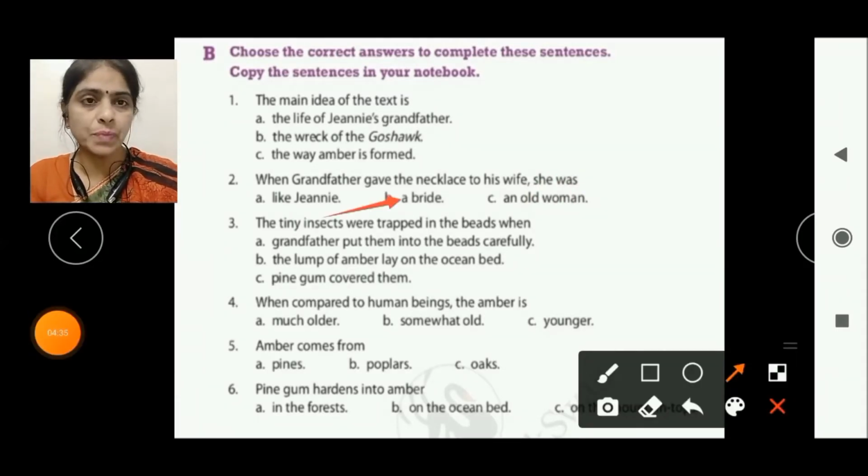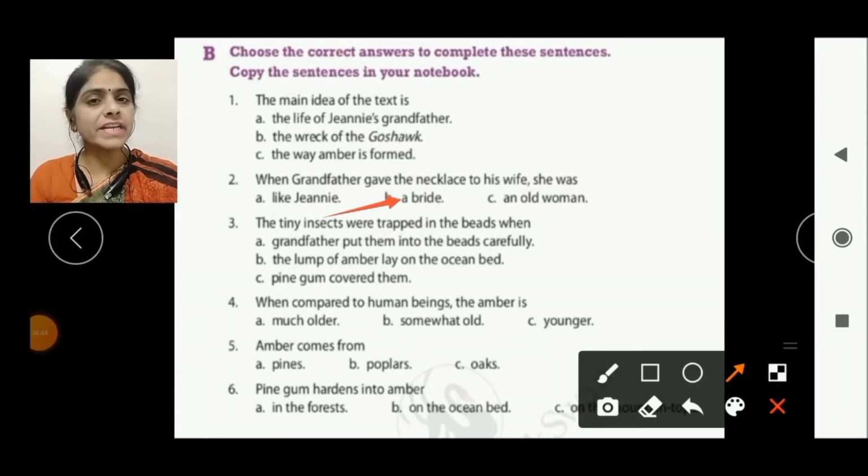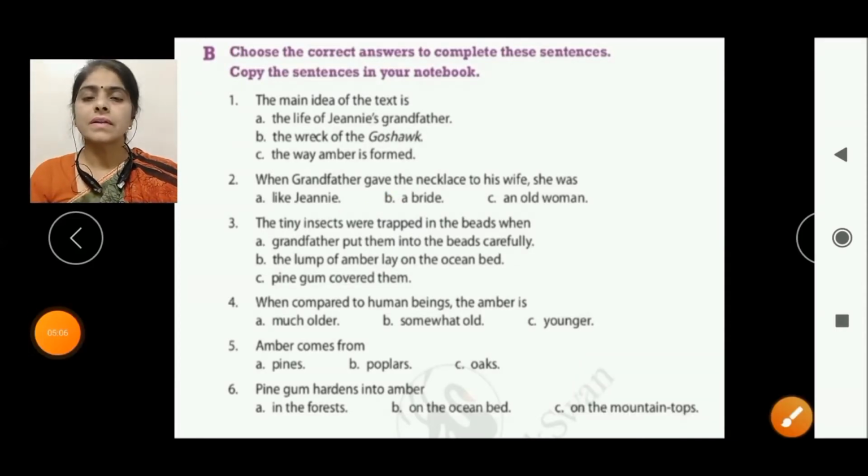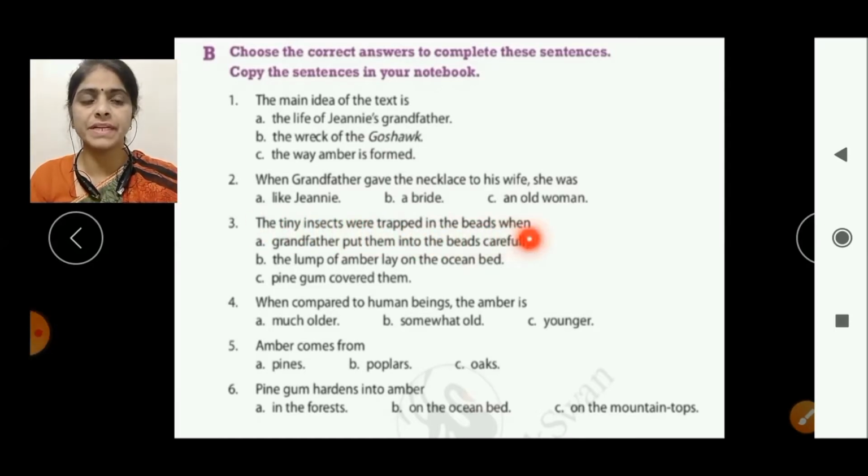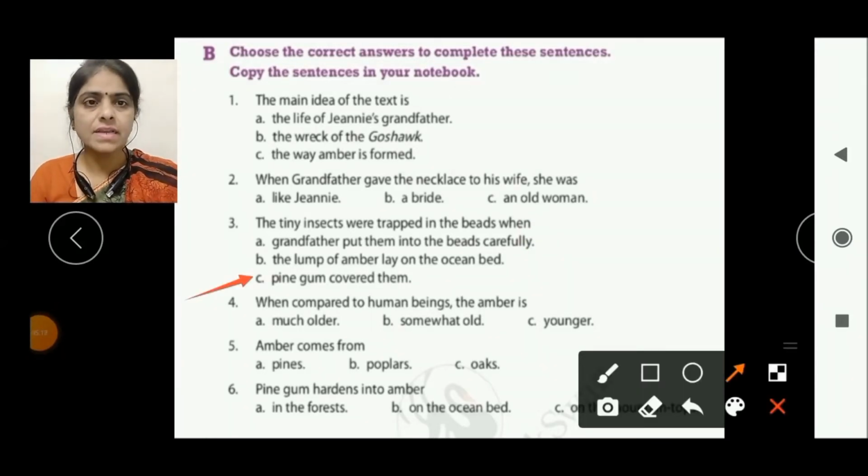So the answer is B, a bride. As Genie's grandfather had given this necklace to his wife as wedding gift. So when Genie's grandfather gifted her necklace, she was a bride. Now let's have the next one. The tiny insects were trapped in the beads when. So the answer is C. Pine gum covered them. The tiny insects were trapped in the beads when the pine gum covered them.